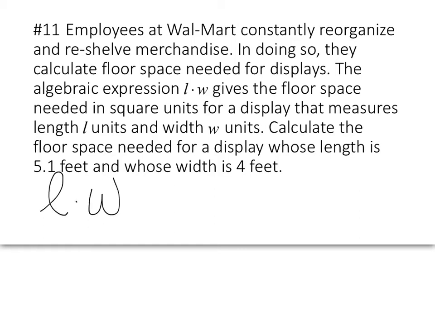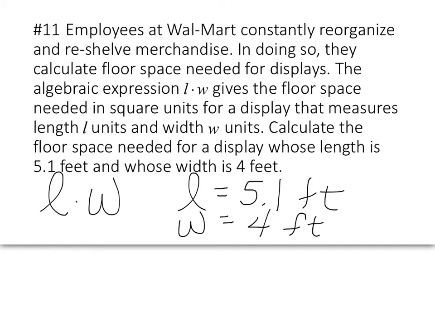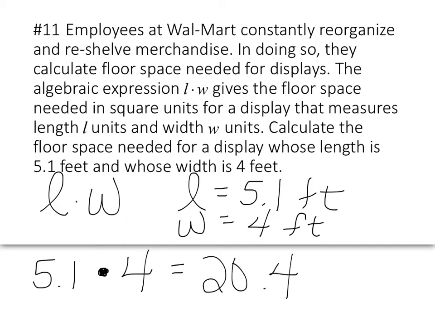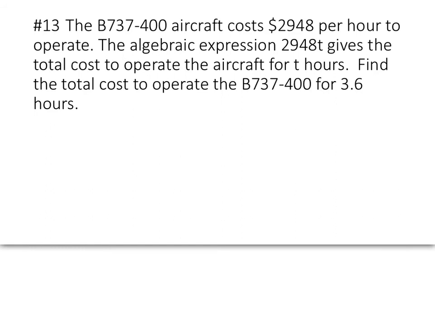So we have length times width, when length is 5.1 feet and width is 4 feet. So that would be length is 5.1 times width is 4. So 5.1 times 4 is 20.4. And remember, when you're finding area, it would be feet squared. And that's your answer.